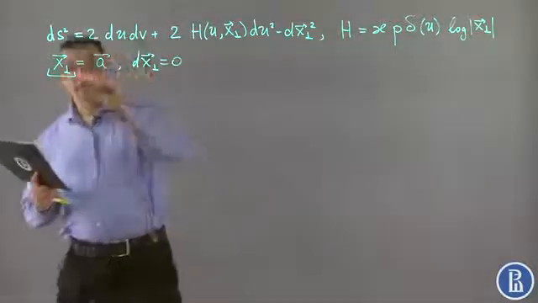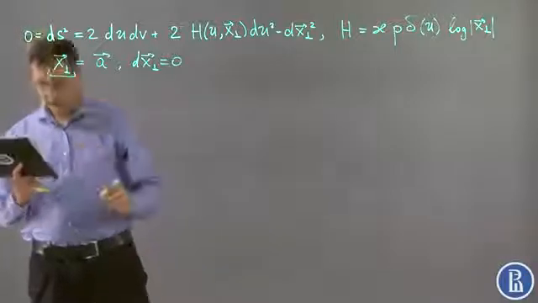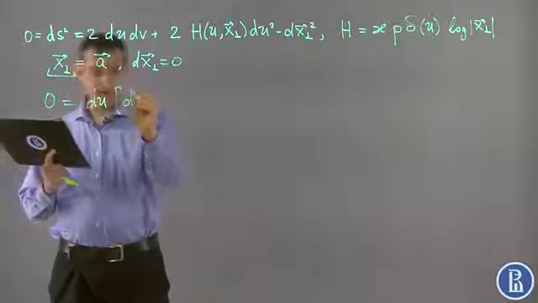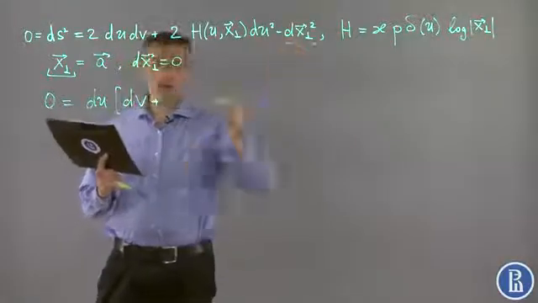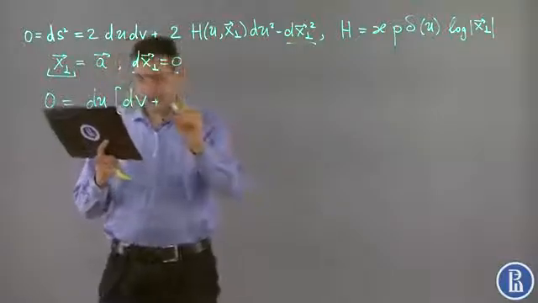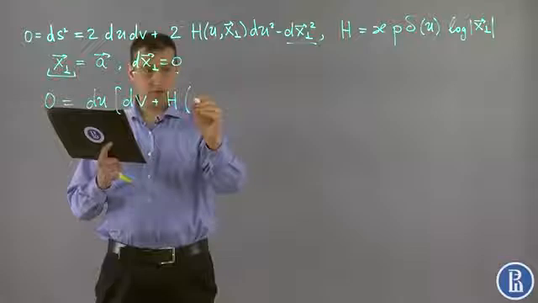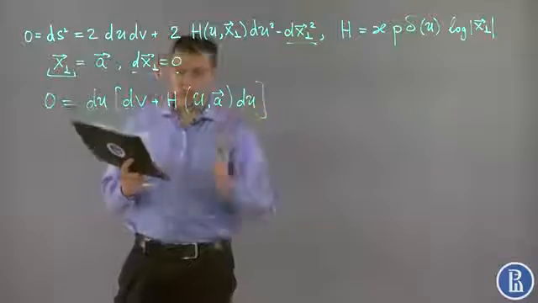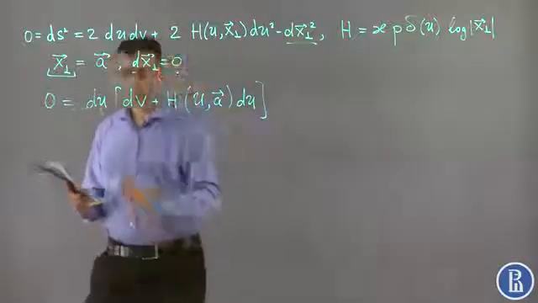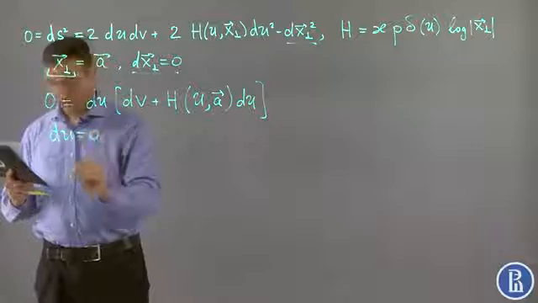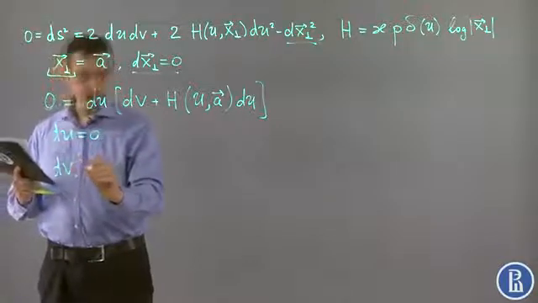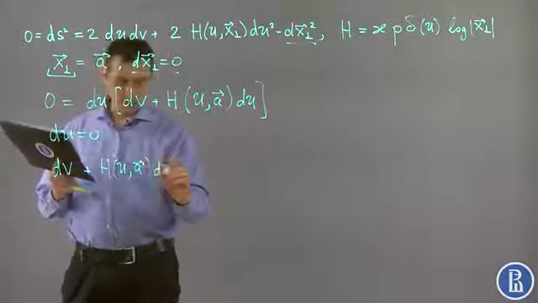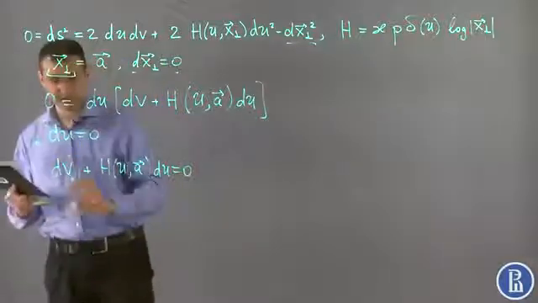Because it's light-like, this is equal to 0 for the light-like particle, and as a result we obtain the following equation: du dv for such a geodesic, because this path is fixed, du plus dv h of u of a times du. So we have two types of geodesics. One type is du equal to 0, and the other type is dv plus h as a function of u and a times du equals to 0. So these are two types of geodesics.